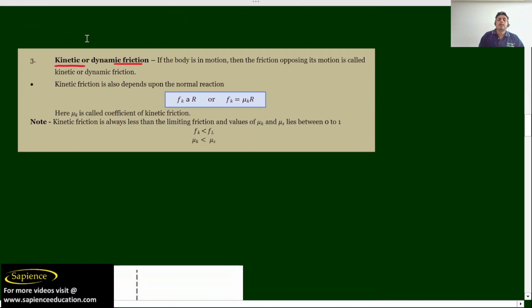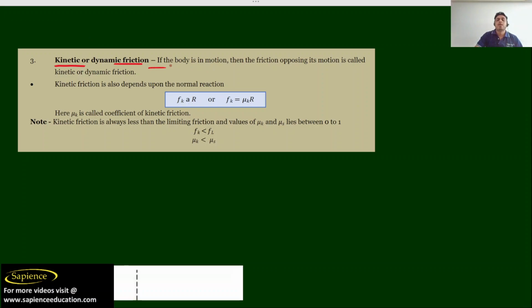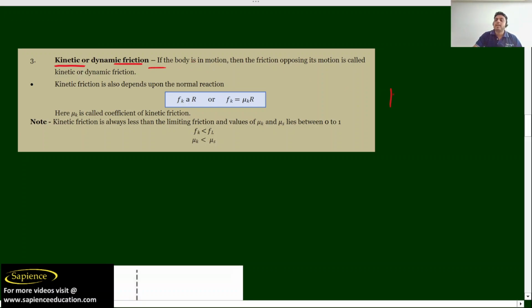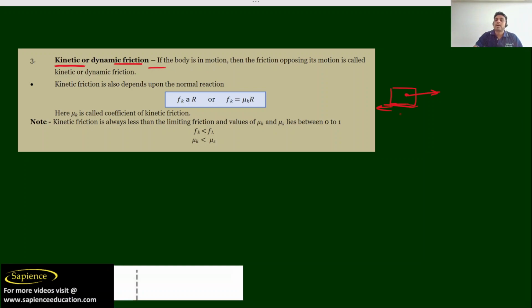Now I will come to the kinetic or dynamic force. What is kinetic or dynamic force? Simple. When a body starts moving, what happens? The frictional force applied on the body is known as kinetic or dynamic force. Understood?